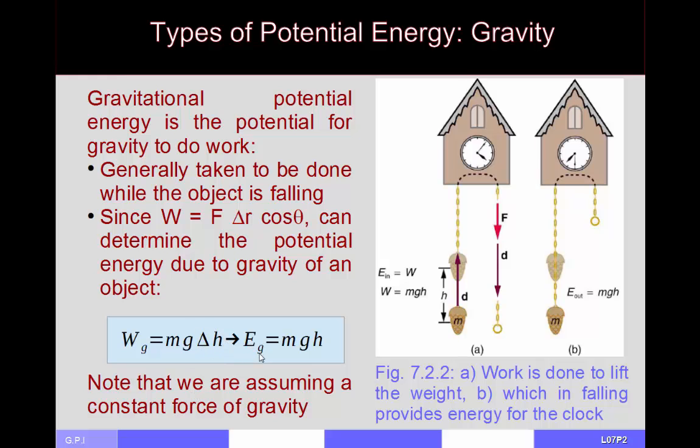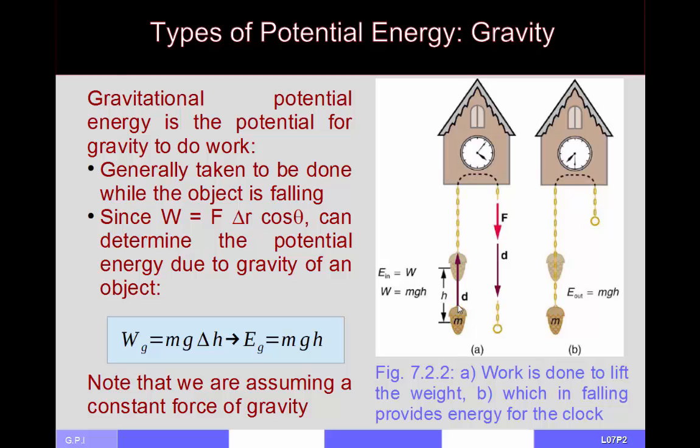And so oftentimes we associate the potential energy due to gravity with the basic amount of work that gravity can do if the object is released. And so that's going to look like the mass of the object times the free fall acceleration times the height of the object. And so this height of the object is sort of the key changing parameter in this case. And so you see a little diagram over here of basically a cuckoo clock.